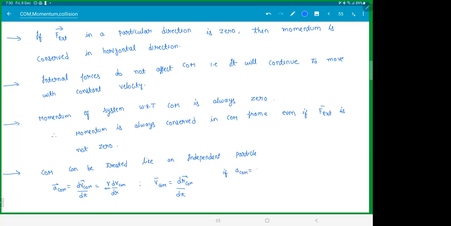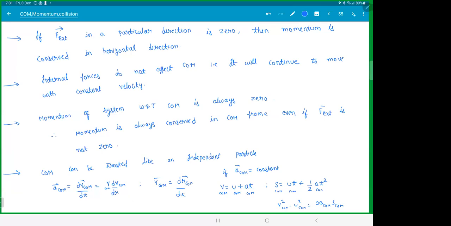And if acceleration of center of mass is constant, we can use the three kinematics equations. v is equal to u plus at. The only difference is now everywhere it is center of mass. s is equal to ut plus half at square. Again, center of mass. v square minus u square is 2as. You can use all your regular kinematics, everything.